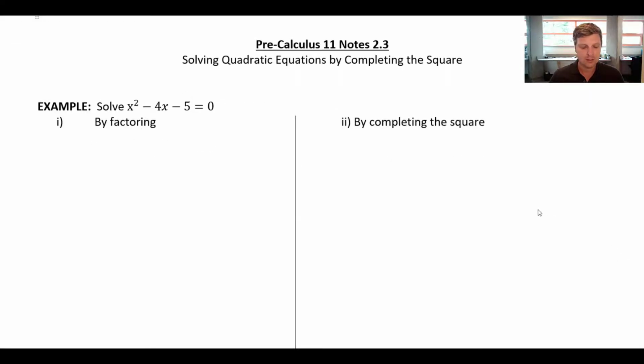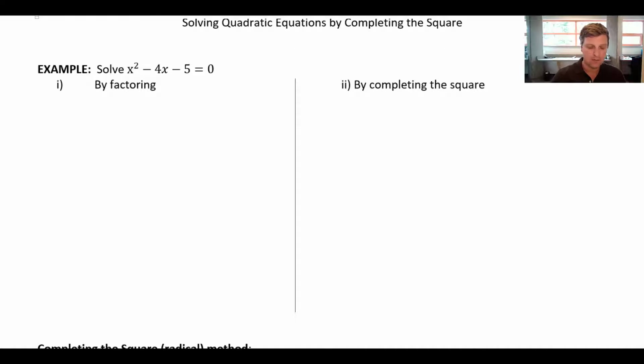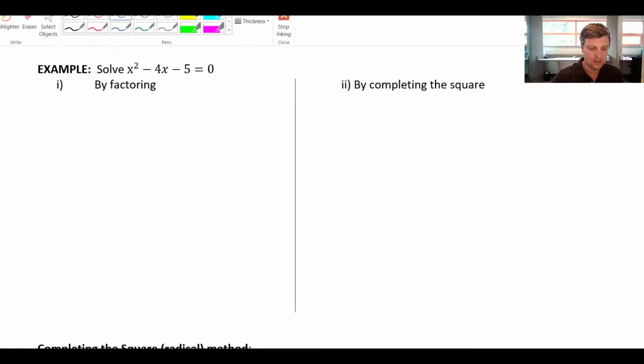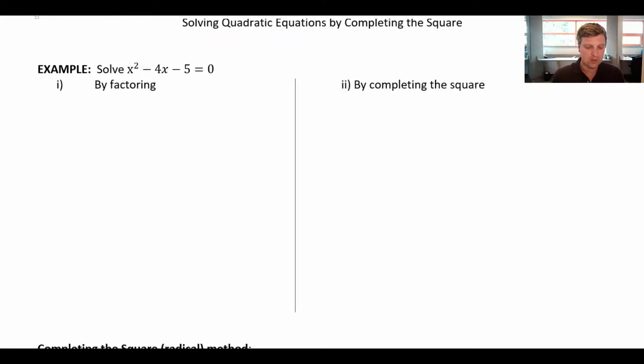Just as a comparison, we're going to solve this equation first by factoring and then by completing the square. We should have already seen from last unit how we can complete the square. We can use that to actually solve these equations. As an example, we'll solve x squared minus 4x minus 5 equal to 0.